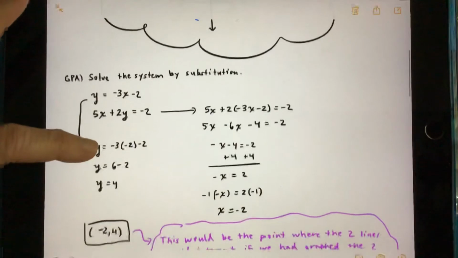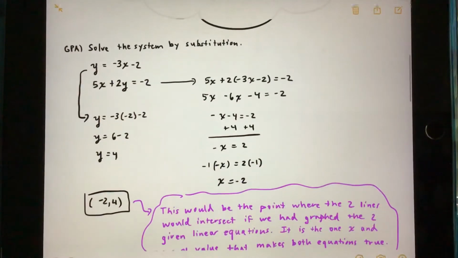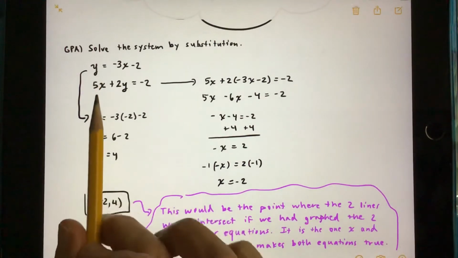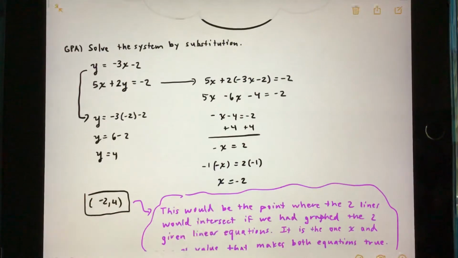So see if we can remember a little bit from last year. So guided practice A, we're going to solve the system by the method called substitution. Here's our two equations. We're looking for the one x and the one y value that would actually solve both of these. If we were to graph this equation, it would be that point of intersection where the two lines cross over each other. So how are we going to do that without a graph?